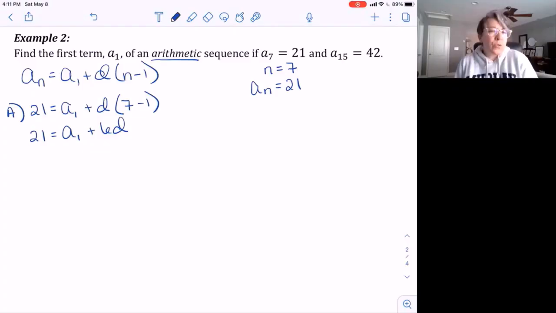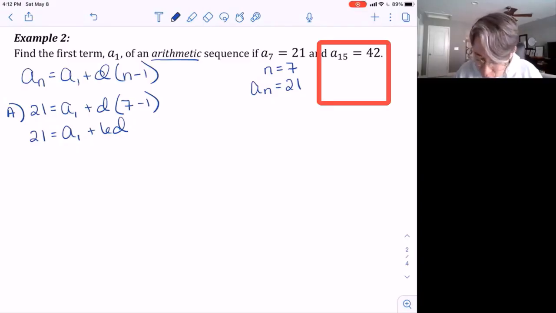So this might lead you towards the next step, thinking one equation with 2 unknowns, but in order to solve that, I have to have 2 equations with 2 unknowns. That's where the second point comes in. This second point over here to the right tells us that when we're at the 15th term, or n equals 15, our output value, a sub n, is 42.